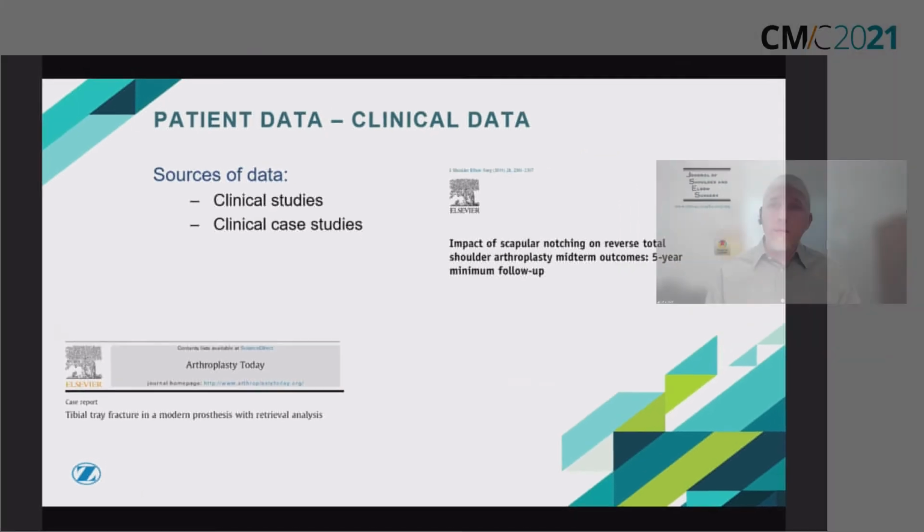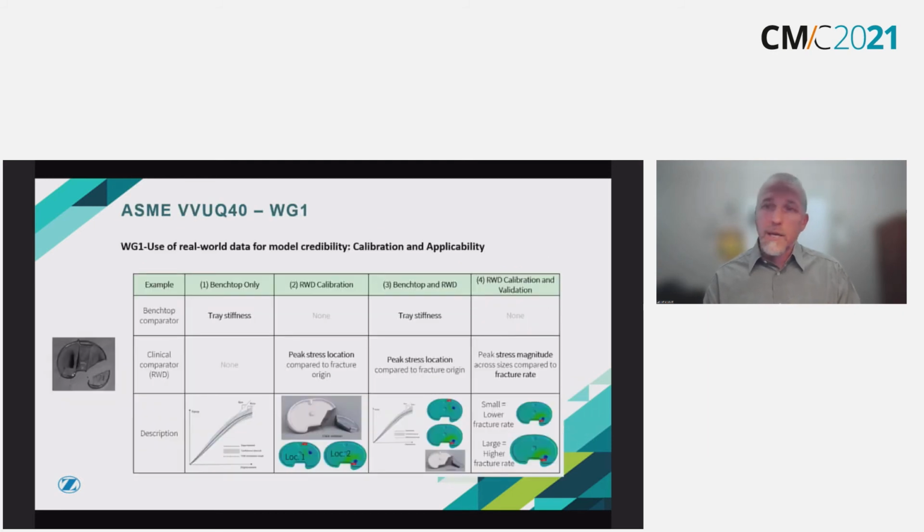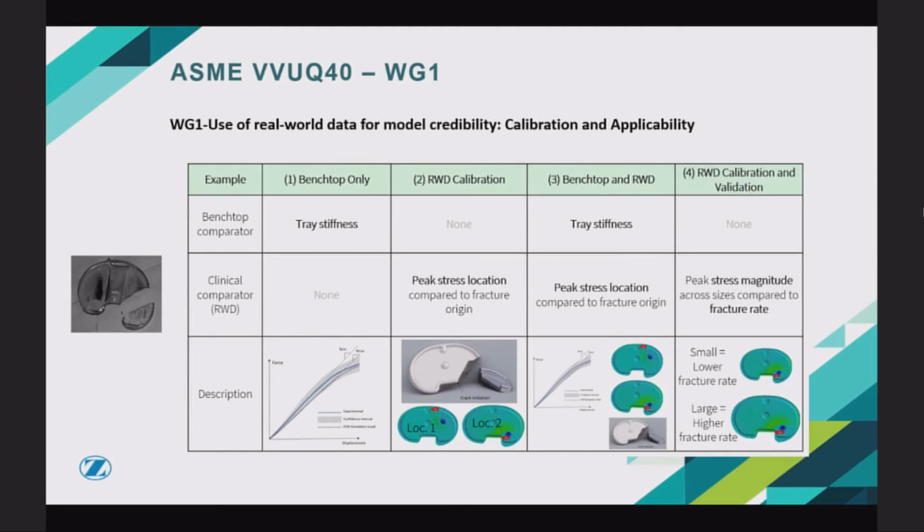So there's a lot of interest nowadays to probe these sorts of things. I want to call out a couple here in the interest of time. One is there's a working group specifically within VVUQ40, which is focused on using real-world data for model credibility, trying to tease out what are the differences between model validation versus model calibration. What are the relative strengths and weaknesses of using real-world data versus benchtop data? And how can we combine both of these data sources, both the processes of validation and calibration, to overall come up with the level of credibility of the model that we need?